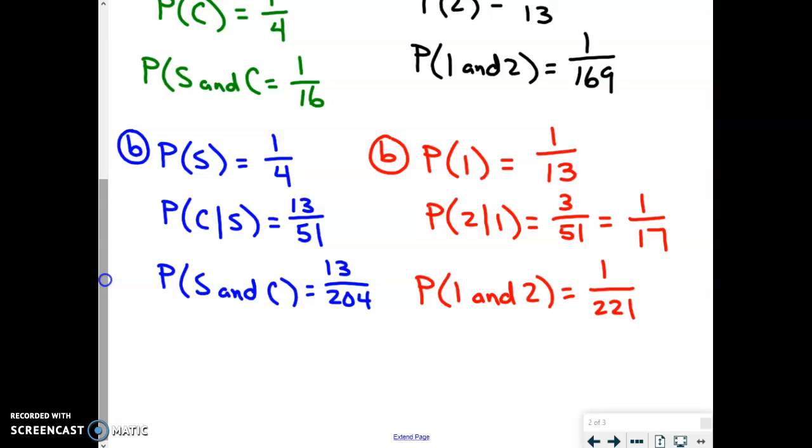Now in this scenario, the second event is less likely to occur because in this case we took out one of our successes versus the first one where we took out one of our failures. So it's an interesting situation that we have, and you always need to pay attention to those details.